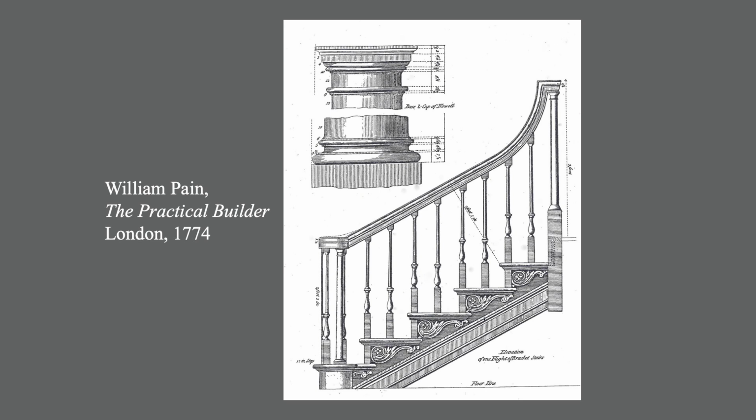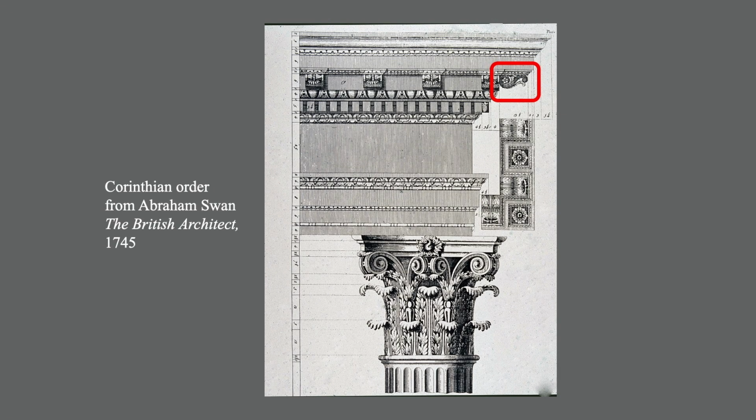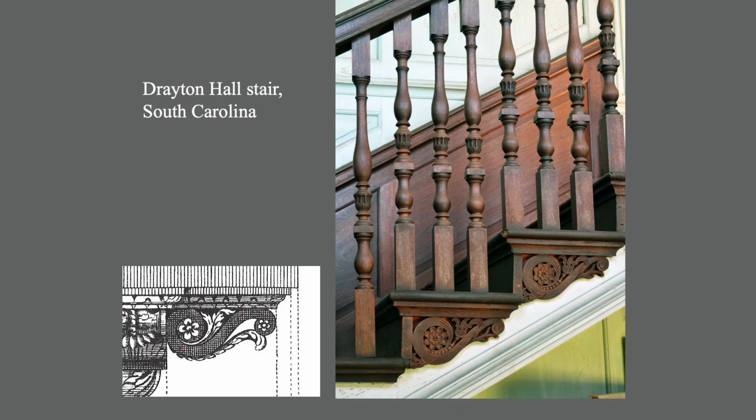Colonial stair designs often follow illustrations in English pattern books, such as those by William Pain, whose several works were sold in America. In this Pain design, the stair brackets are enriched with carved ornaments. The inspiration for these carved brackets comes from the scroll modillions in the Corinthian cornice. A close-up of a modillion reveals how its form and details were copied quite faithfully for the stair brackets in Drayton Hall. And consistent with Drayton's grandiose character, its stair balusters are unusually complex.